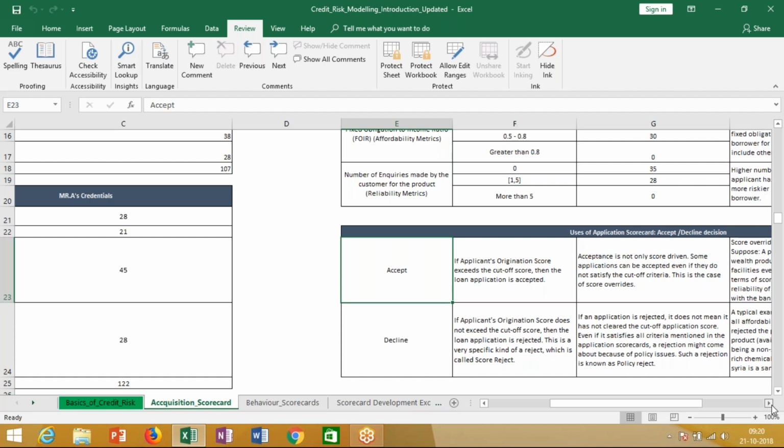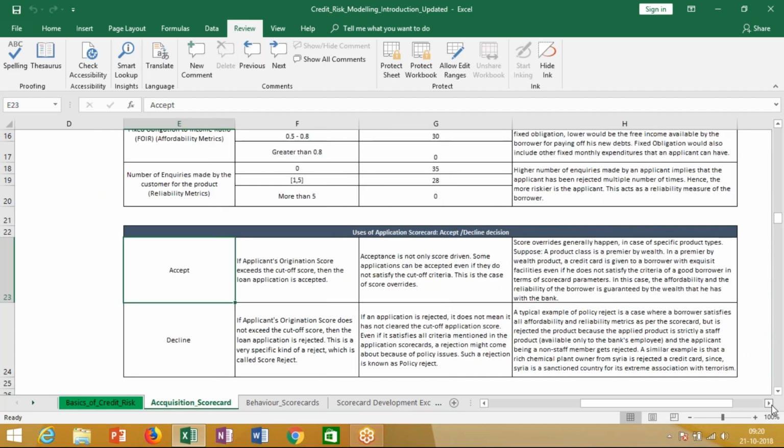Now, when do score overrides happen? Score overrides generally happen in the case of specific product types. Suppose a product class is premier by wealth. In a premier wealth product, say a credit card is given to a borrower with exquisite facilities, even if he does not satisfy the score criteria of a good borrower. In this case, the affordability and reliability of the borrower is guaranteed by the wealth that he has with the bank, which he might have inherited from his father. He is a very prized customer and is given all exquisite facilities so that the bank can have access to his wealth for lending purposes and so on.